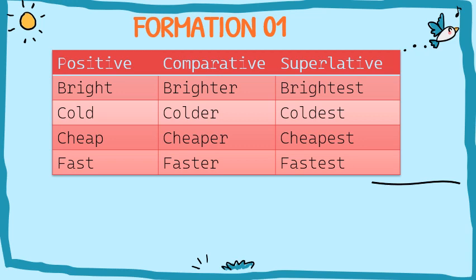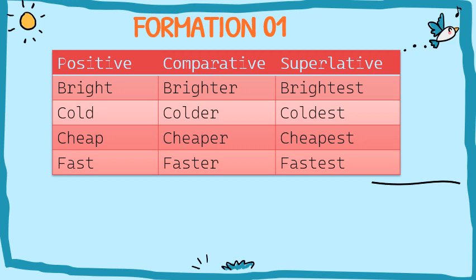Now let's see formation number 1. We have 4 examples on the screen. In positive degree, we use the base form bright, while in comparative, brighter, and in superlative, brightest. Cold, colder, coldest. Cheap, cheaper, cheapest. Fast, faster, fastest. So what do you observe?